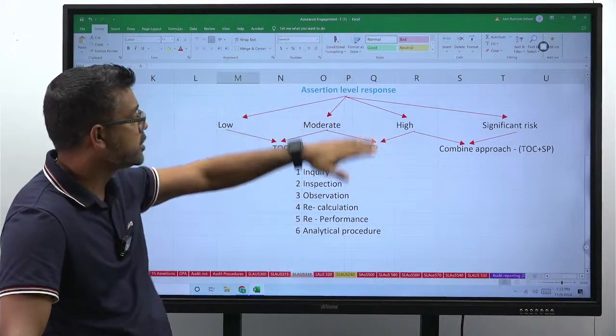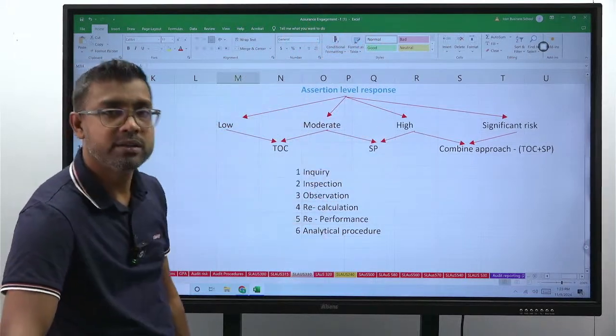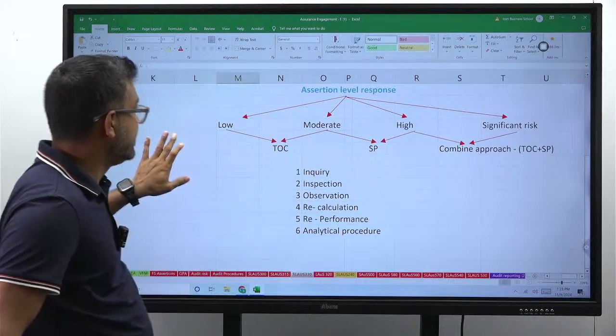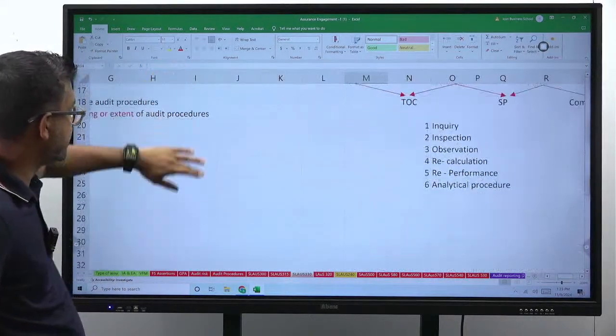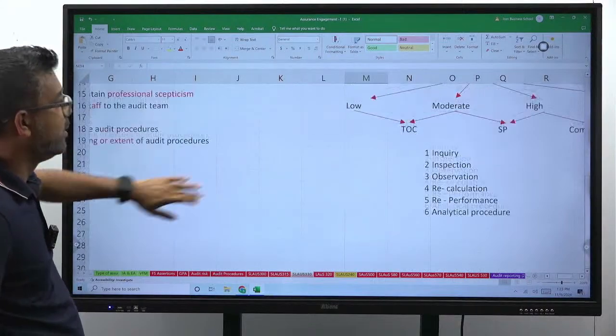No, I need to perform substantive procedures. Also, yes, you can perform substantive procedures. So this is SLAUS 330, responding to the assessed risk of material misstatement.